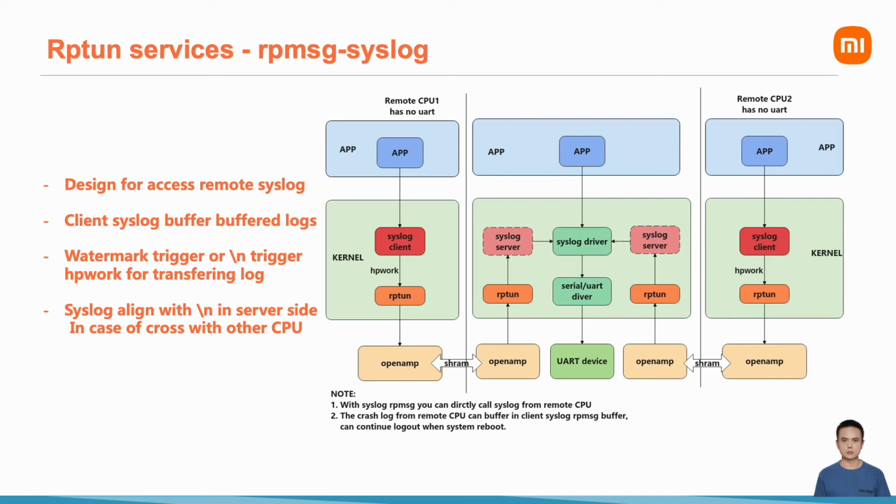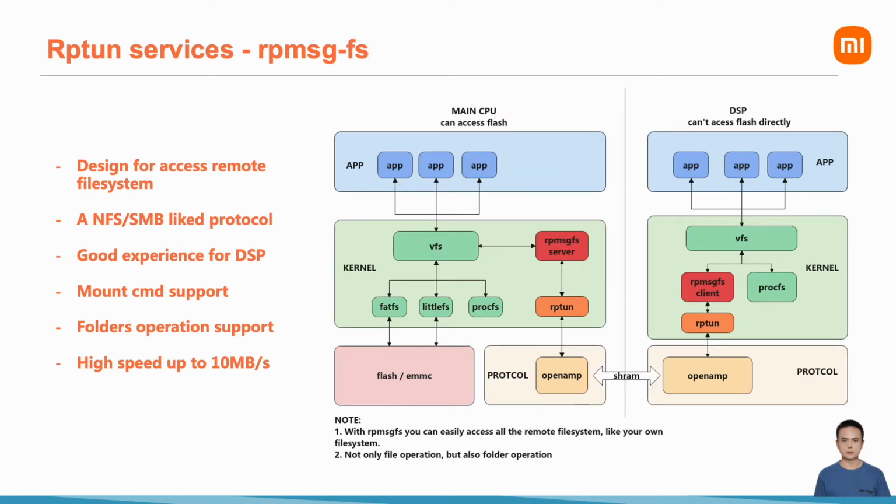We will check the end char and then output, in case of crossover of the log with another CPU. Also, CPU 2 can send logs in the same way. Okay, this is rpmsg-syslog. Okay, next service, rpmsg-fs. This is designed for accessing a remote file system.